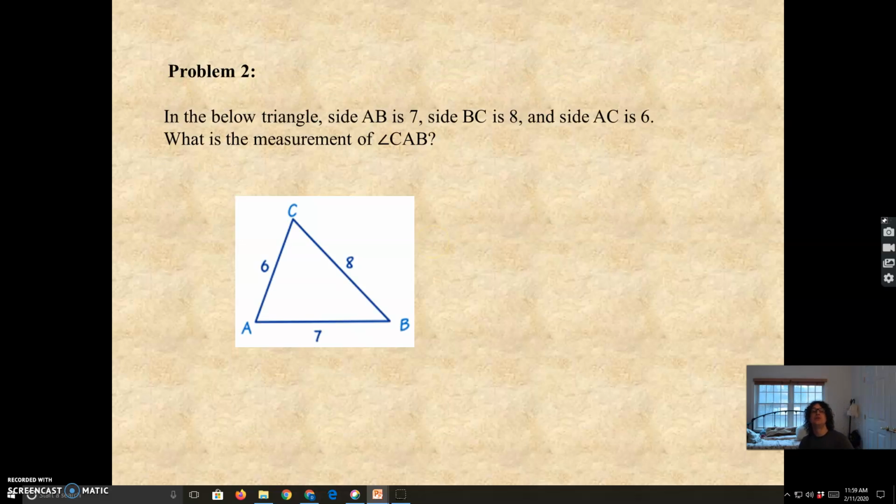Problem 2, in the below triangle, side AB is 7, side BC is 8, and side AC is 6. What is the measurement of angle CAB? You're looking for this. And hint, it's opposite the largest side, which means it should most likely and definitively be the largest angle in that triangle.